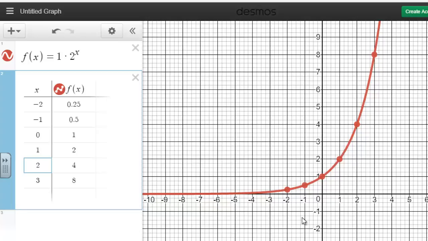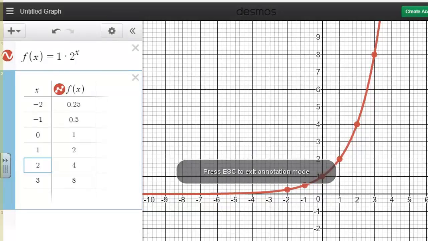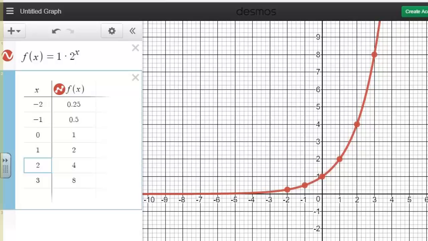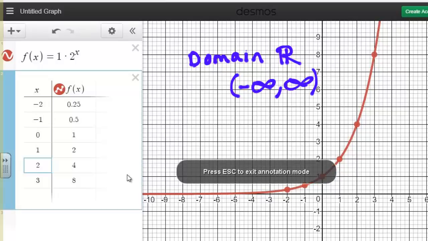Now we do want to talk about domain and range. Now domain is how far to the right or how far to the left you can go. Well, there doesn't seem to be any limitation on right or left for the domain. So we say that domain is all real numbers, or we could say it is from negative infinity through positive infinity. Now the range is a little bit more difficult to explain.